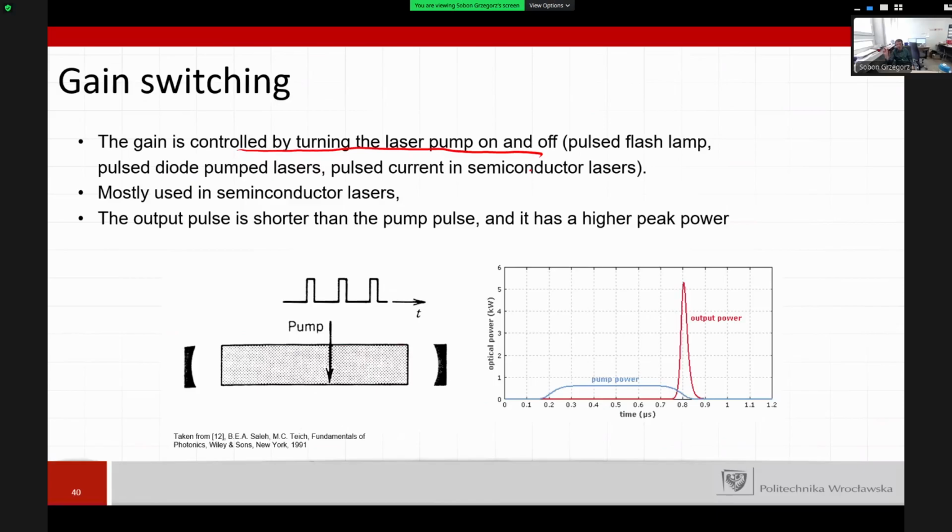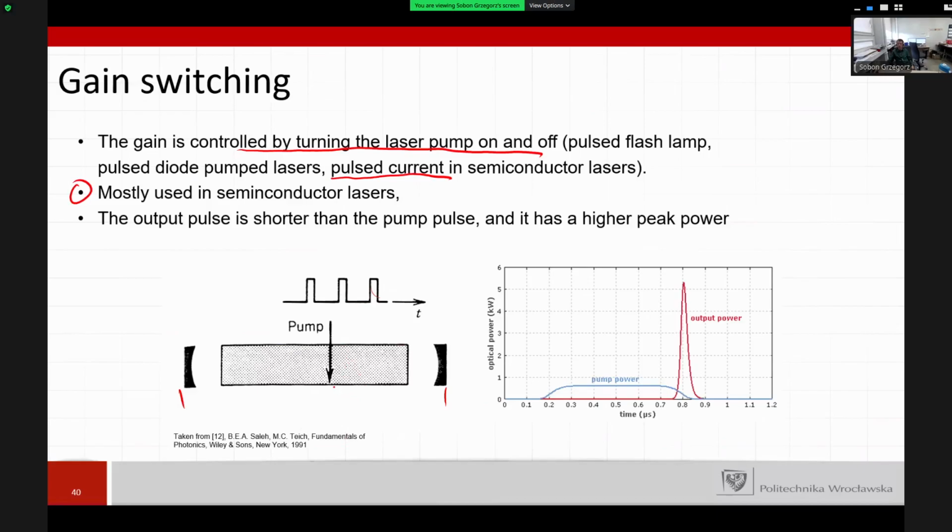It might be the flash lamp, it might be the laser diode in solid state lasers, or we very often use gain switching in semiconductor lasers, where we just switch the current that is used to drive the laser. It's mostly used in semiconductor lasers. So it means that we have no modulator inside the laser. You can see we have our resonator, we have only the gain medium, but we apply amplitude modulation, pulse modulation, to our pump beam.